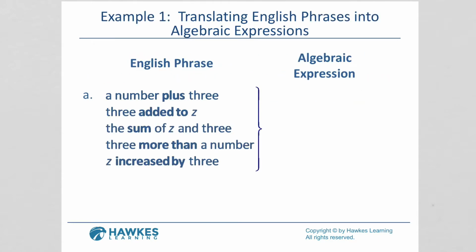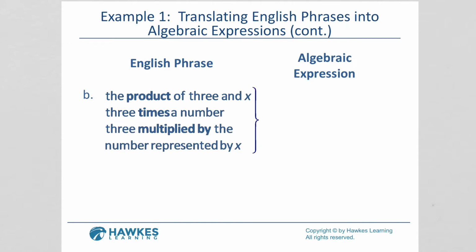Example 1a. English phrase: a number plus 3, 3 added to z, the sum of z and 3, 3 more than a number z, z increased by 3. All of these phrases mean exactly the same thing algebraically. They become the algebraic expression z plus 3.